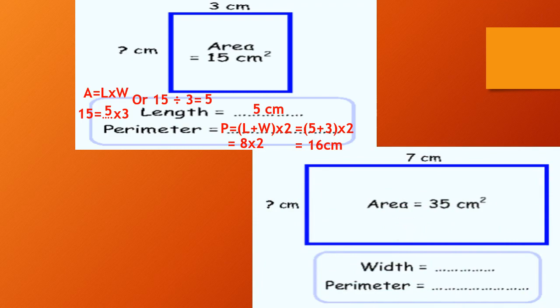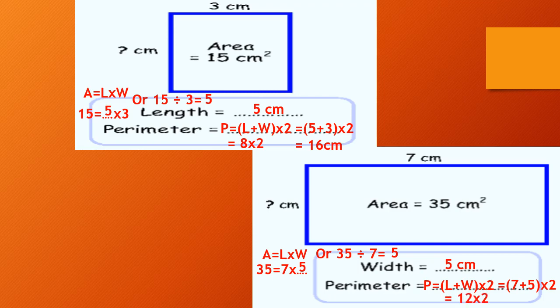This rectangle has an area of 35 centimeters squared. So the area is length by width. What by 7 equals 35? 5 by 7 equals 35, or 35 divided by 7 equals 5, so the width is 5 centimeters. The perimeter of this rectangle is length plus width, by 2. 7 plus 5, by 2. 12 by 2 equals 24 centimeters.